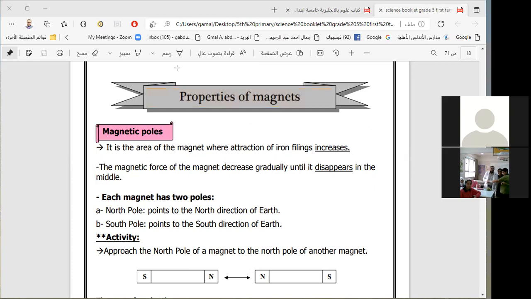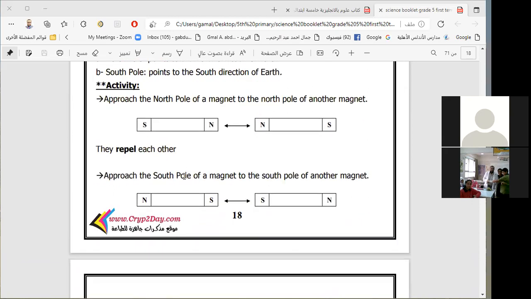After that, we start talking about another property of the magnet, which is the law of attraction and repulsion. I have here two poles. One is north, I will color it in red. And one is south, I will color it in blue. Another north, I will color also in red. We have two north poles together. We have two magnets now, and we approach the north pole of a magnet to the north pole of another magnet.